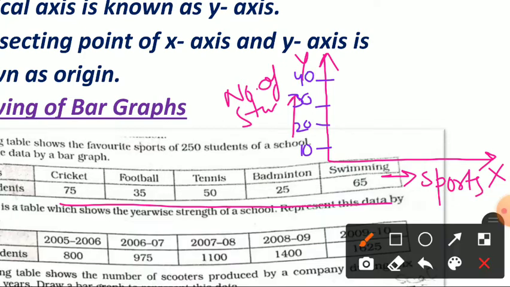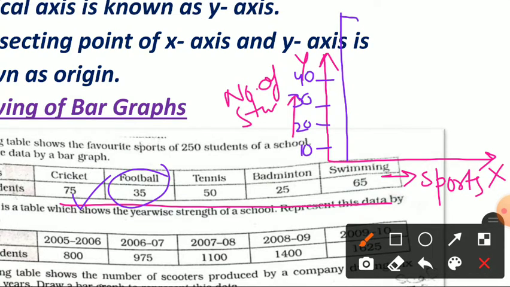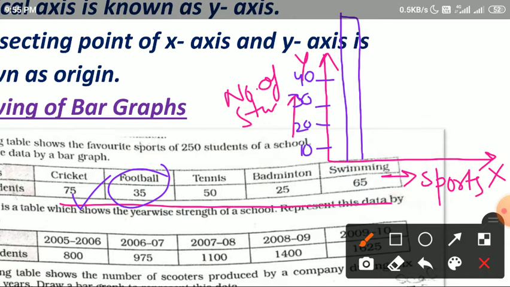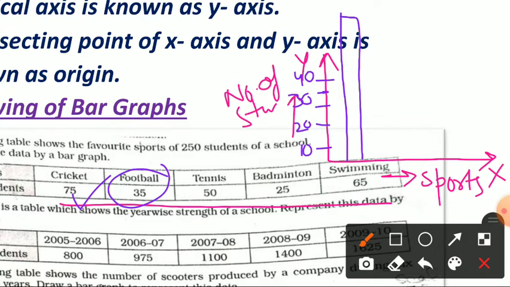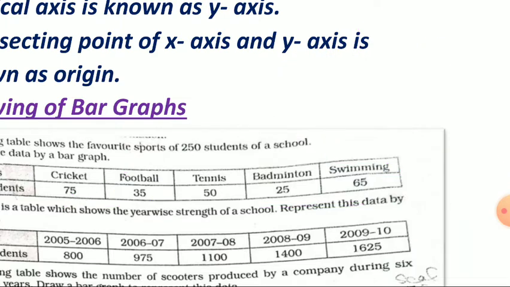Now cricket is 75, so where will it be? Okay, I am telling about football. Football is 35, so it lies between, like cricket is 75, so it will be till here, and then football is 35, so it will be like this. Tennis is 50, so it goes till here. It means by looking at the data on the y-axis we can make the graph.